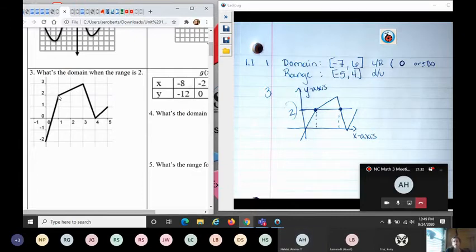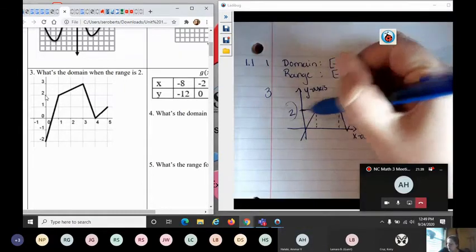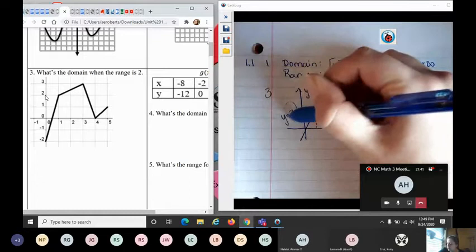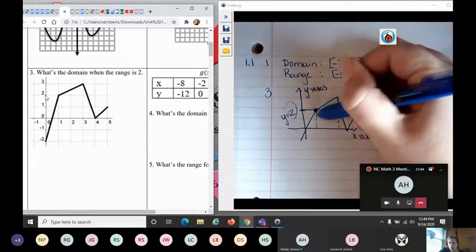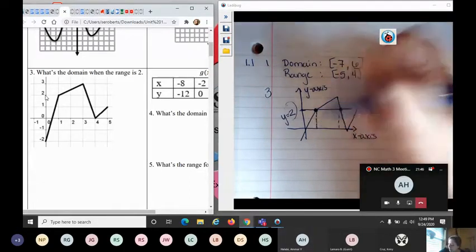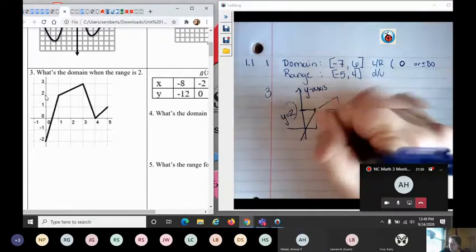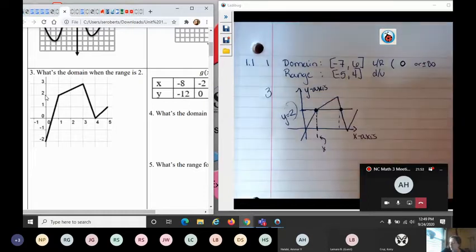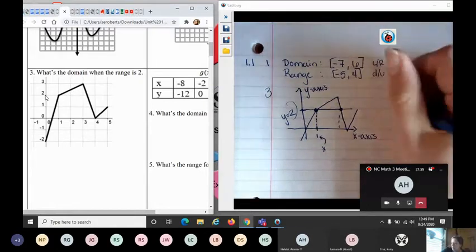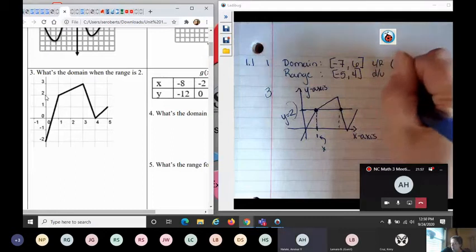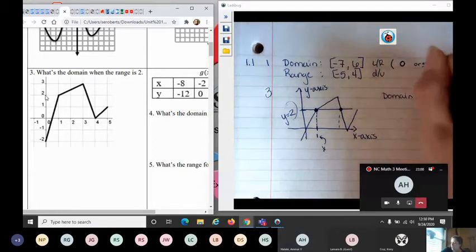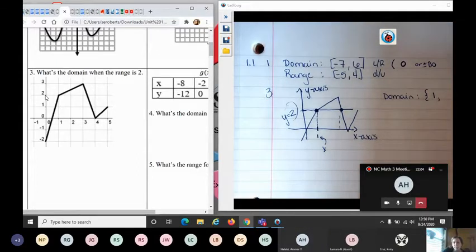-2? Not quite. So our point here corresponds to the y value 2. This is y equals 2. And if we map it straight down on our graph, it looks like we mapped the x value 1. Okay, so our domain, when the range is 2, is going to have at least the x value 1 in it. Does that make sense to you, Amar?